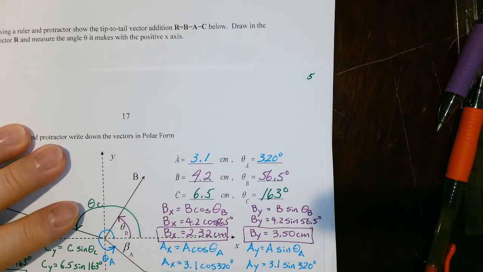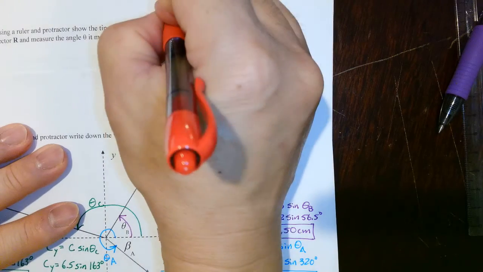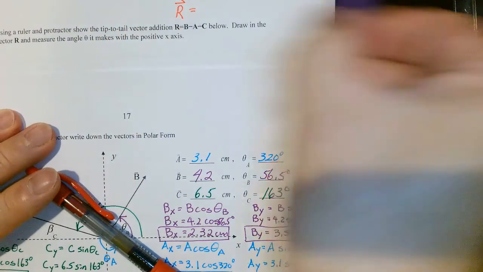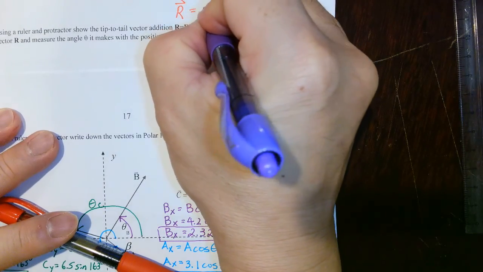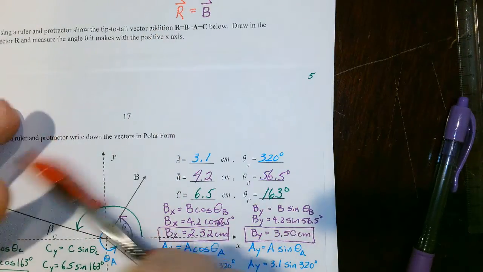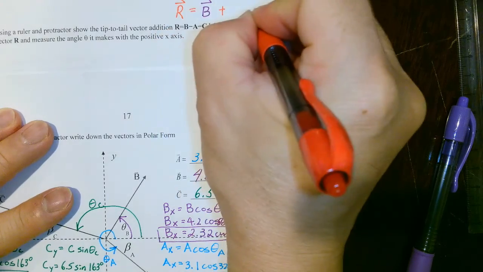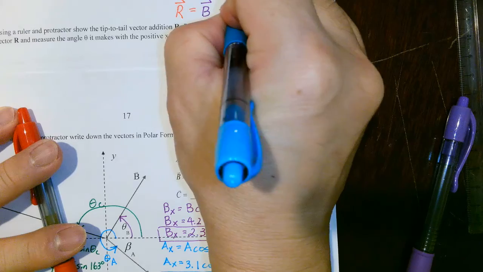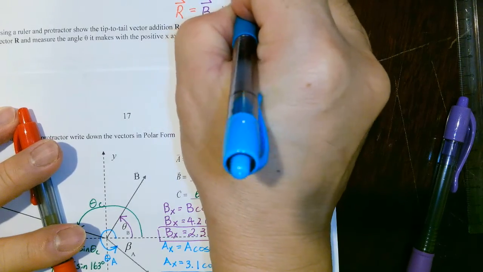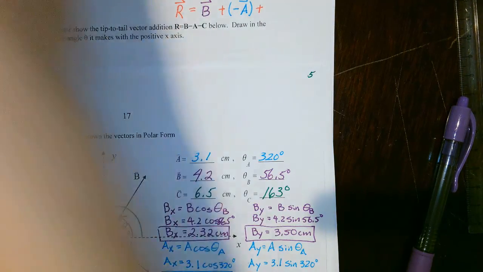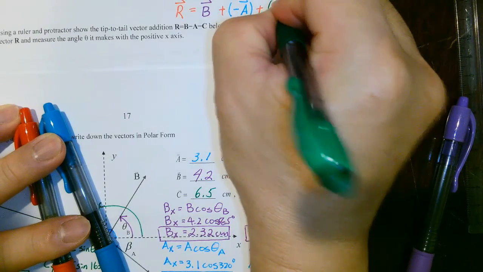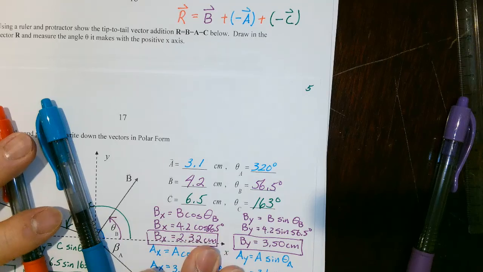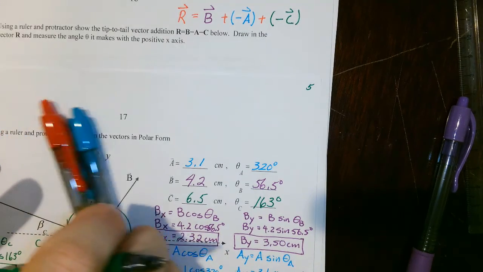So for my resultant vector r, it is equal to b plus negative a plus negative c. All right, so that's the operation we're going to be doing for your next addition.